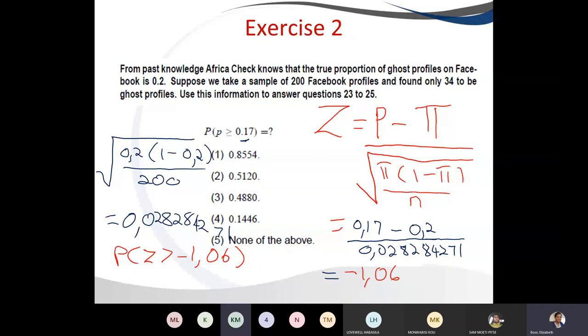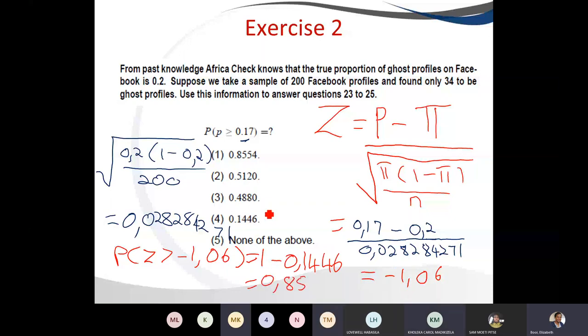Then now go to the table and look for this probability and then subtract the value you find on the table from 1. What is the value on the table? It's 0.1446. And when you calculate this, 1 minus 0.1446, you get 0.8554.